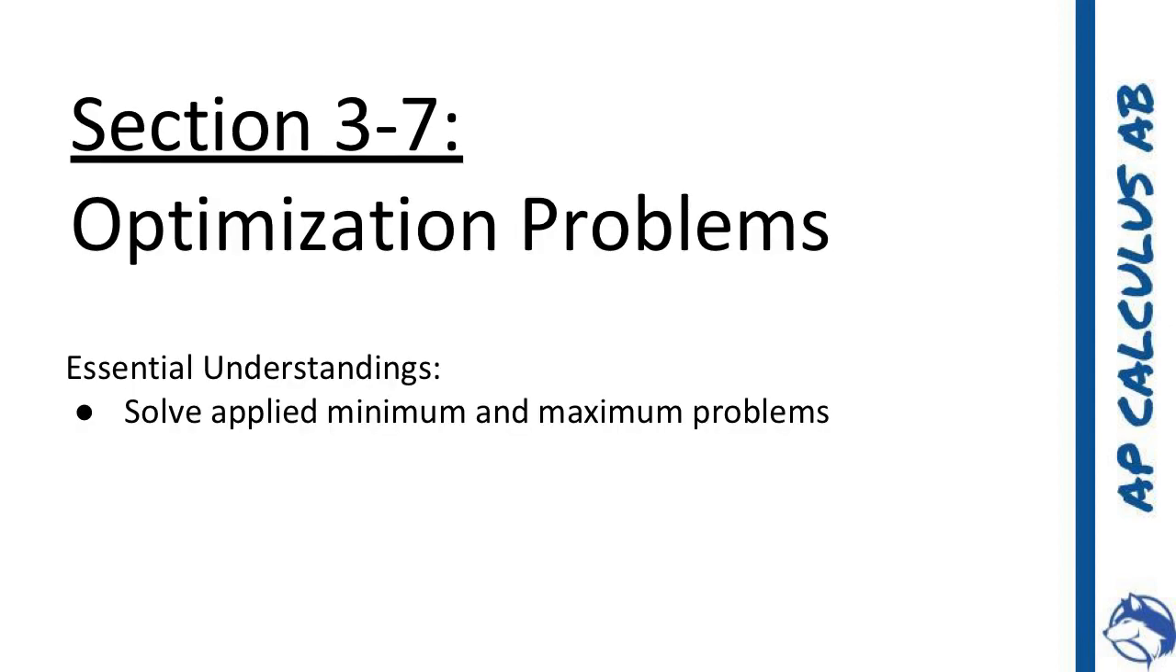So here's section 3.7, where we're going to talk about optimization. And anytime you hear the word optimization, think of the applied minimum and maximum. So basically, we're taking what we know about max and mins and we're applying it to some real world problems.